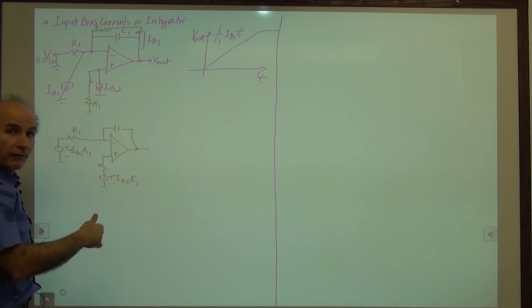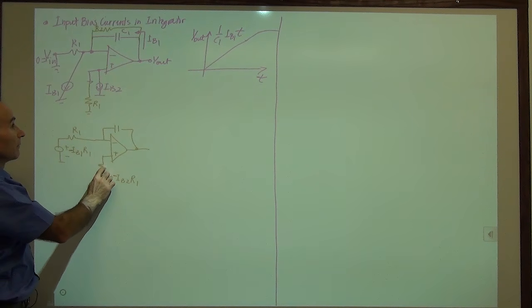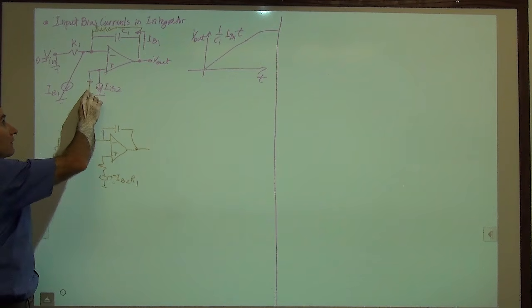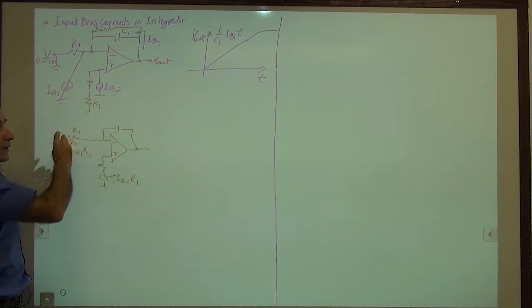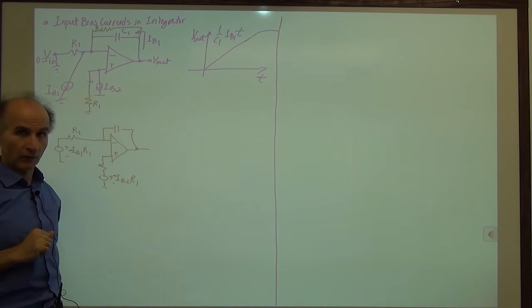But to alleviate the effects of the input bias currents, we also practice this method of inserting a resistor in series with the non-inverting input of the op amp before we connect it to ground.